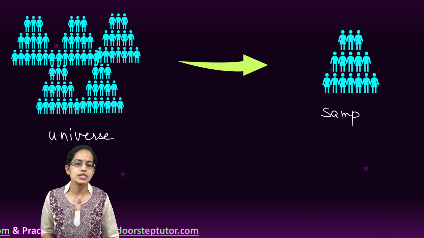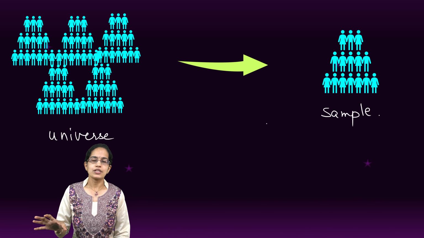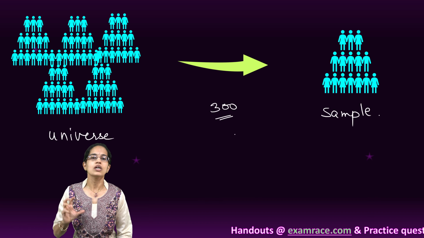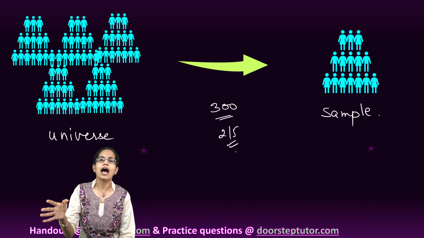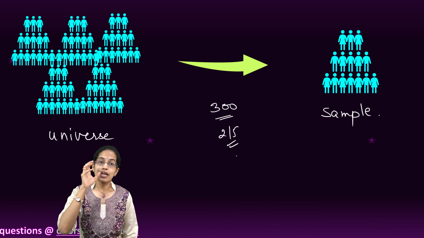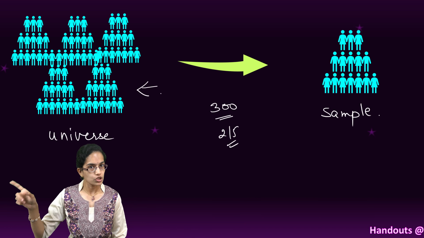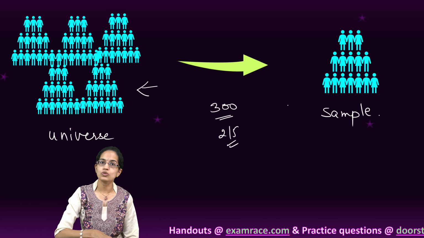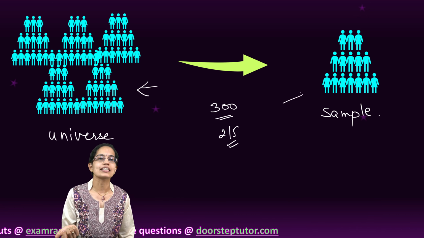Now let me begin with a very simple example. I am there for a survey in school. What I can do is I can ask all the 300 students of the school a question, or I can select, let's say, 2 to 5 students from each of the classrooms and ask them the question, and based on that prepare my results. Now if I am taking all the 300 students, I am focusing on the universe. But when I am picking 2 to 5 students from each of the classrooms and asking questionnaires to them and then proceeding with the results, that is the sample.